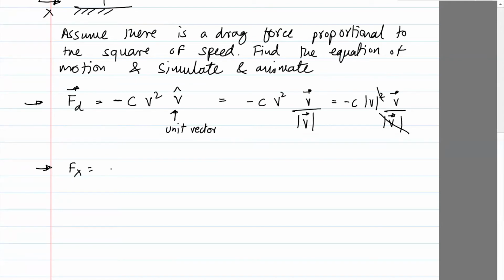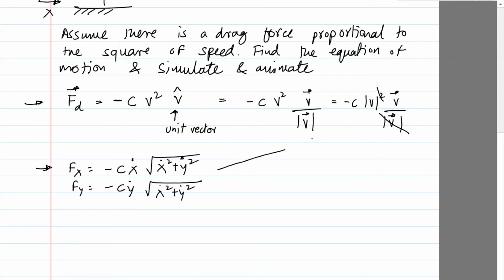Fx is going to be minus c x dot times x dot square plus y dot square. And Fy is minus c y dot times x dot square plus y dot square. This comes from this equation, okay, if you want to know more. But in general, I will not give you something like this in the exam. I will just give you an equation which looks like this. That way you can use matrices instead of using vectors. Okay, so this is the form for the force.